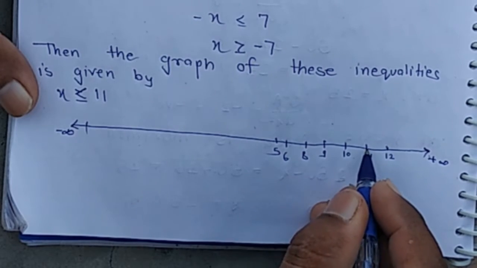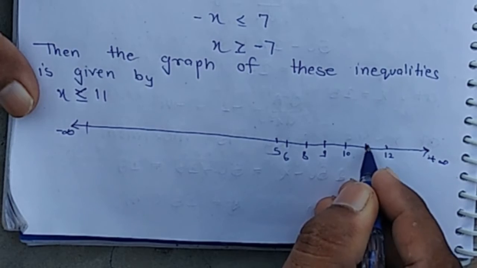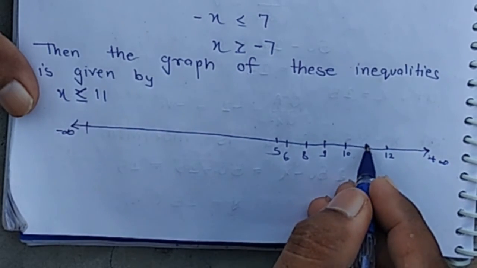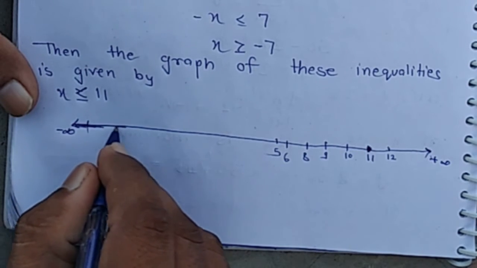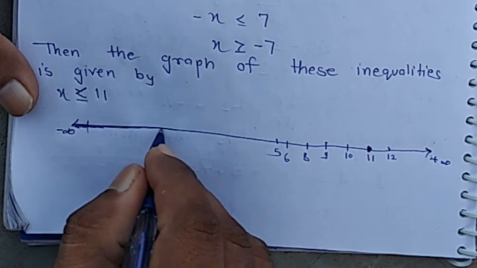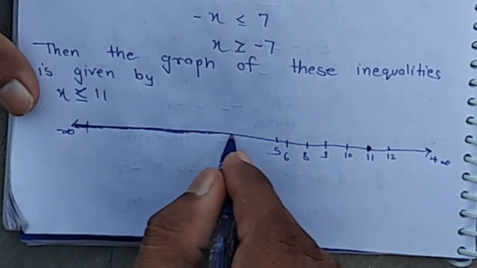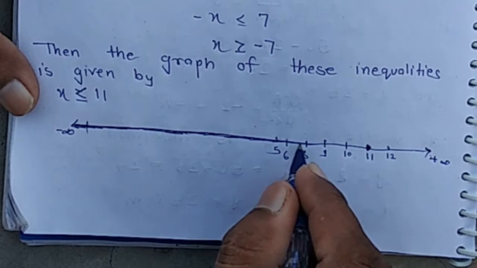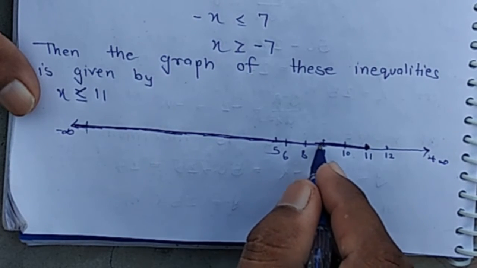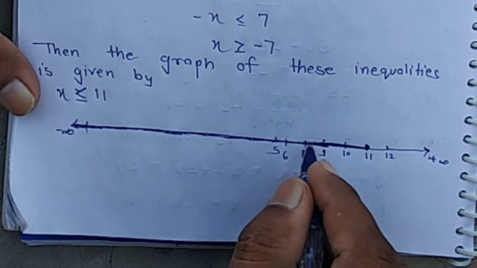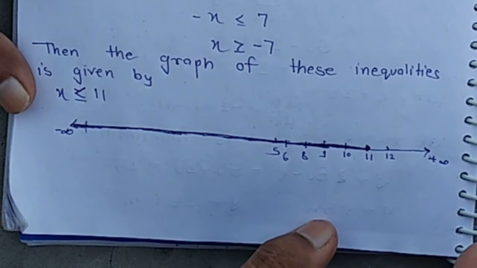X is less than or equal to 11 means 11 is included, equal to 11, and less than 11 means it is the region of all values lying between minus infinity to 11. Minus infinity to including 11 is the solution set for x is less than or equal to 11.